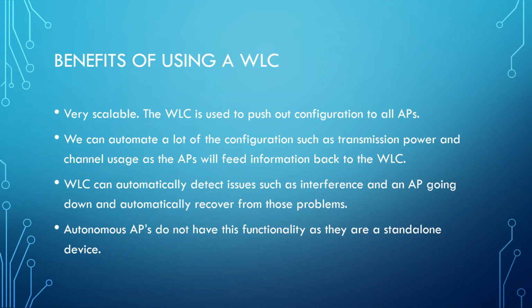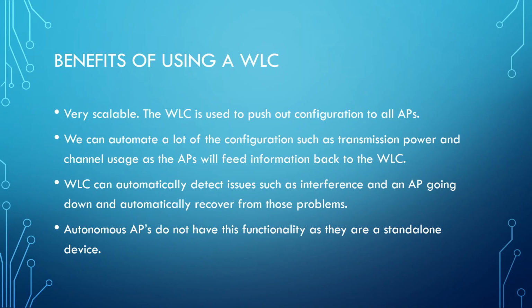Another benefit of using a wireless LAN controller is that we can automate a lot of the configuration, such as transmission power and channel usage, as the APs will actually feed information back to the wireless LAN controller. Now, what does this mean? Cisco access points have the ability to communicate with the wireless LAN controller and with each other. They feed information back to the wireless LAN controller, and then based on that information, the wireless LAN controller itself can make choices.